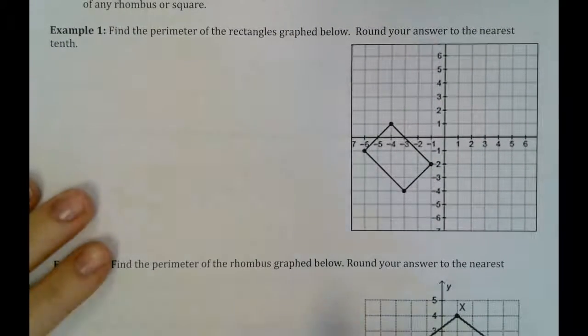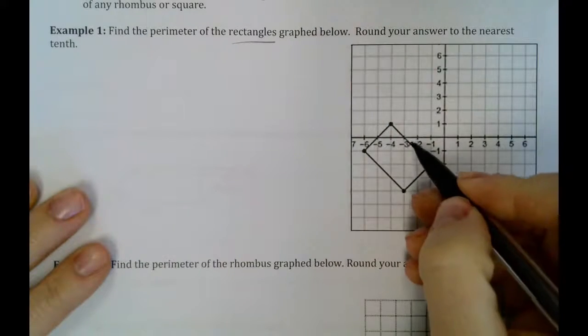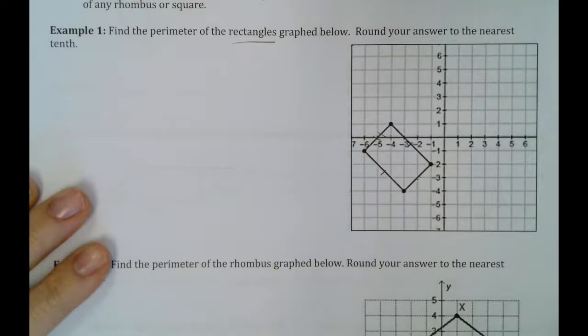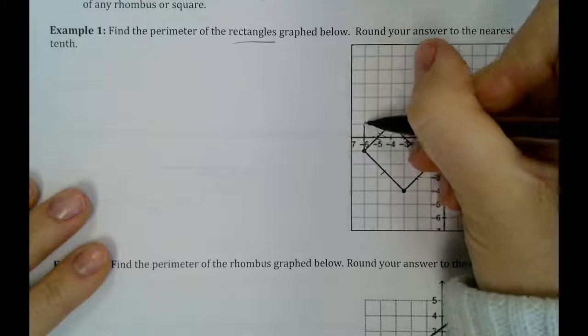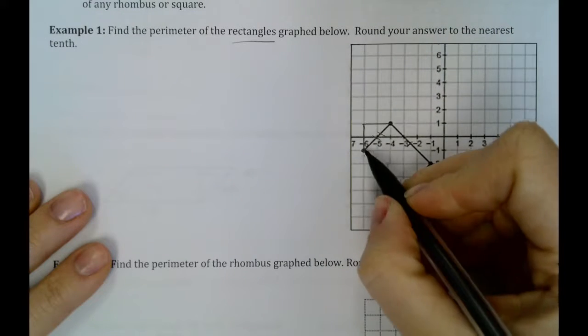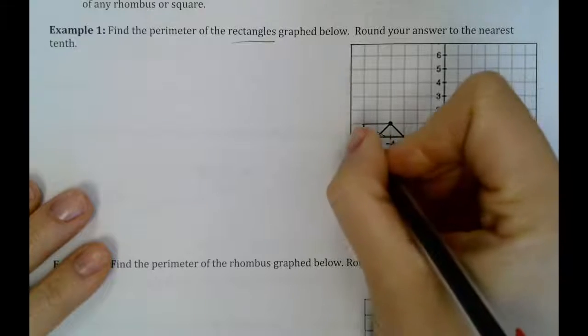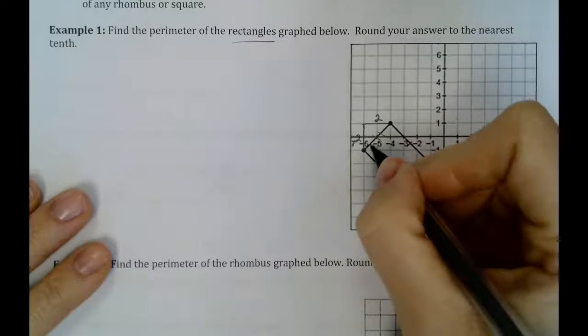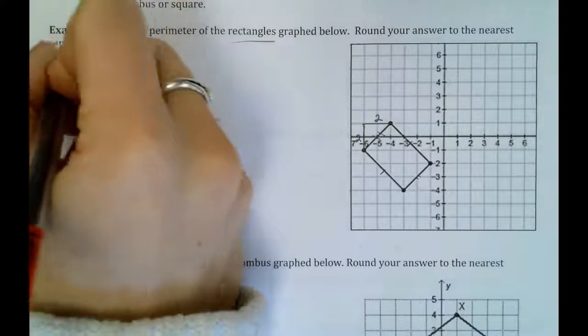Okay, so it says find the perimeter of the rectangle. Knowing a rectangle, we know that these two sides are congruent, and we know that these two sides are congruent. So that's going to be really nice because we only have a couple problems to do. If we want to find the distance of this side, we're going to draw a triangle, and this is going to help us do Pythagorean theorem. So we have a 2 by 2, so this measures 2 and 2, and then this is going to be our side C of our Pythagorean theorem.